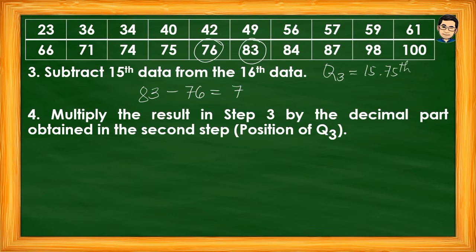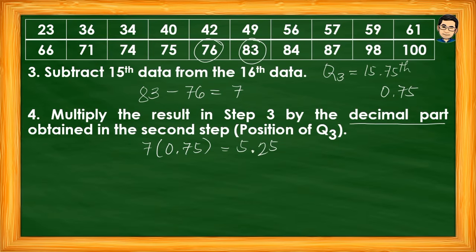Next step, number 4. Multiply the result in step 3 by the decimal part obtained in the second step. Okay, so yung nakuha nating position ng quartile 3 is 15.75. Yung ating decimal part dyan is yung 0.75. Okay, so ibig sabihin, yung nakuha nating result sa third step, which is 7, imumultiply natin sa decimal part ng position ng quartile 3, which is 0.75. So, 7 times 0.75, that is equal to 5.25.